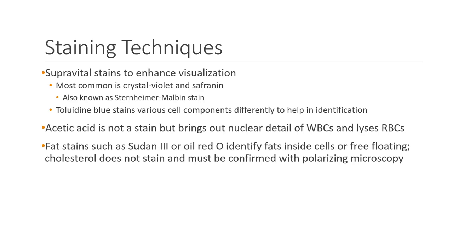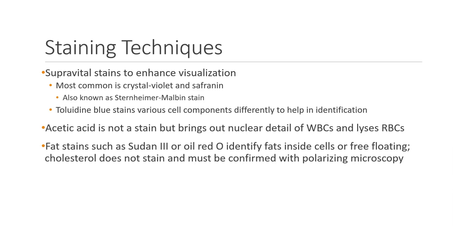Supravital stains do enhance the visualization of some formed elements. The most common is crystal violet and safranin, also known as the Sternheimer-Malbin stain. Toluidine blue stains the various cell components differently to help in identification. Acetic acid is not a stain but brings out nuclear detail of white cells and lyses the red cells.